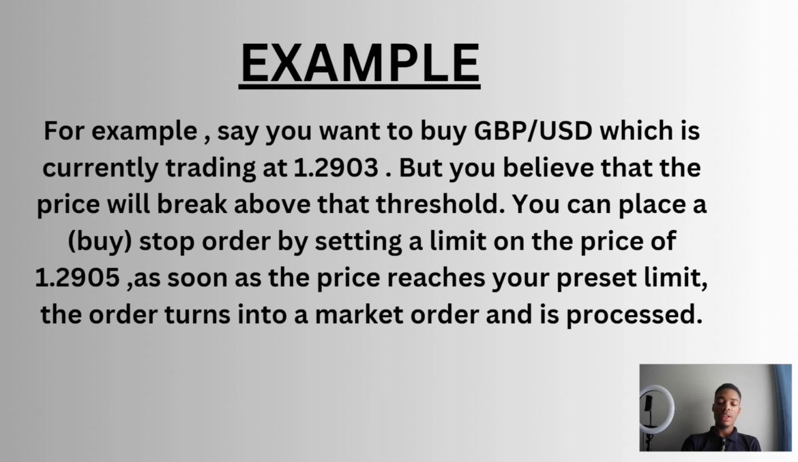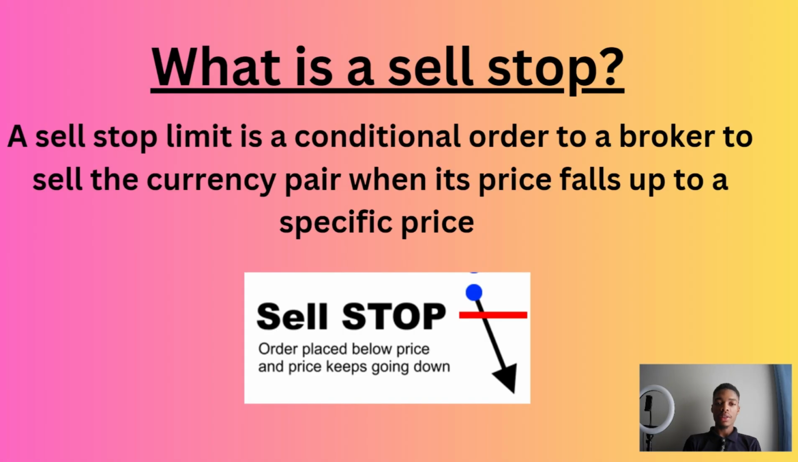So the next one that we're going to touch on is this. A sell stop is a conditional order to a broker to sell the currency pair when its price falls to a specific price. And here we have a picture depicting a sell stop. So essentially what a sell stop is telling us is that, alright, I assume that the market is going to drop below a specific price. So here's the current market price of the market. I am assuming that the market is going to drop below this price point here. So I set a sell stop. So as soon as price breaks this level, I'm automatically in this trade for a sell position.